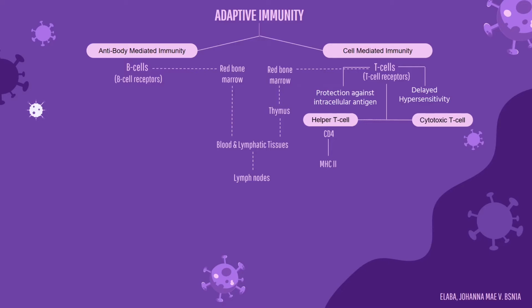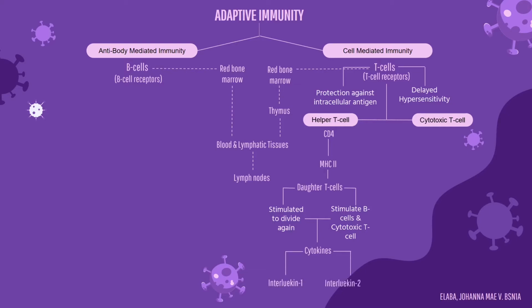This results in the helper T cell producing two daughter T cells, which can be stimulated to divide again, or can stimulate B cells and cytotoxic T cells. Both produce cytokines, where the cytokines can be interleukin 1 or the so-called interleukin 2.